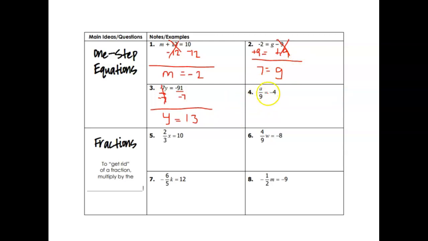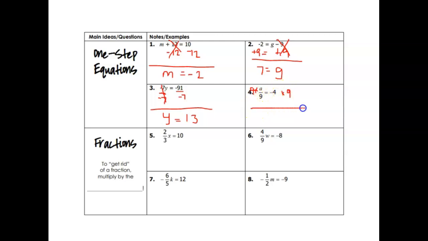Over here on number 4, I see division. So I know I need to multiply. Okay, if I see division, I need to multiply. So I am multiplying 9 times a over 9 on the left, and I'm multiplying negative 4 times 9 on the right. Okay, so I am multiplying.